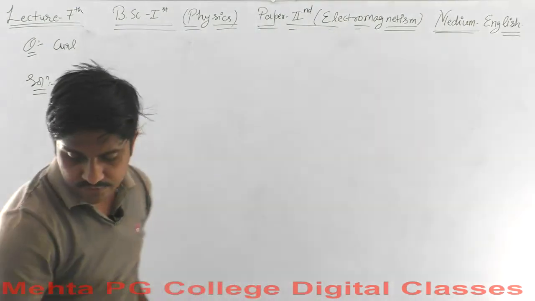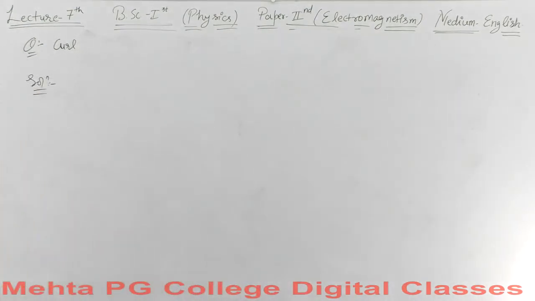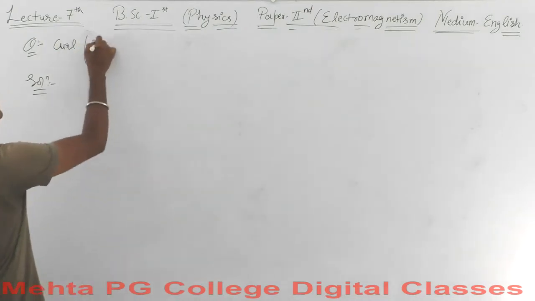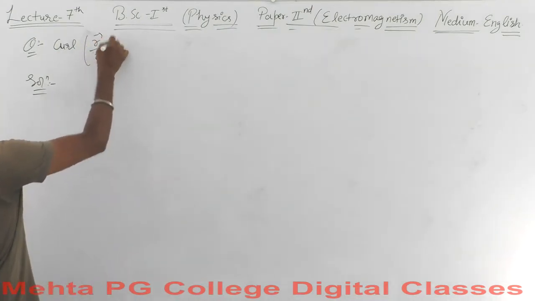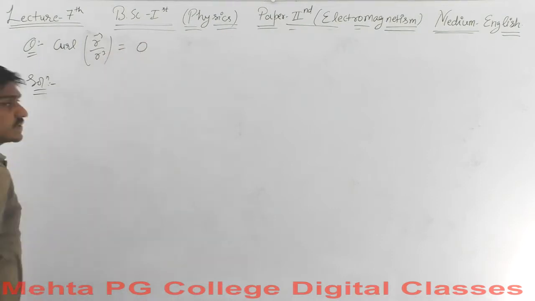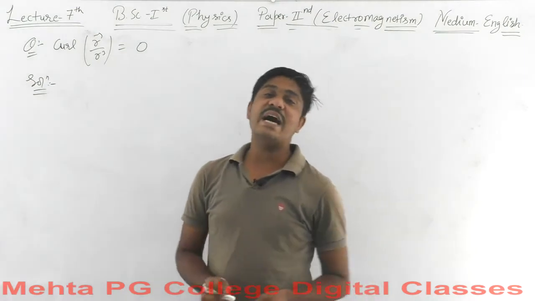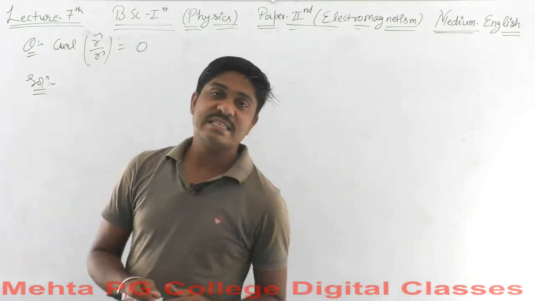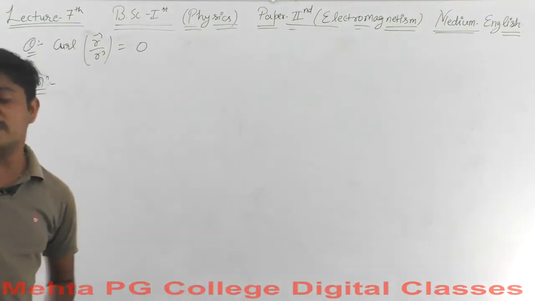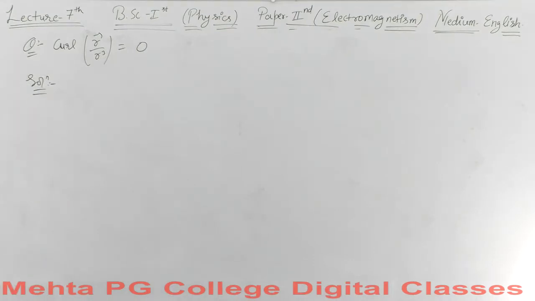Okay, so the example we are going to talk about here is the curl of r vector over r cube is equal to 0. We are supposed to prove that the curl of r vector over r cube will approach 0. So let's see how we are going to prove this. We will prove this step by step, writing the value of r vector and the value of r cube here.